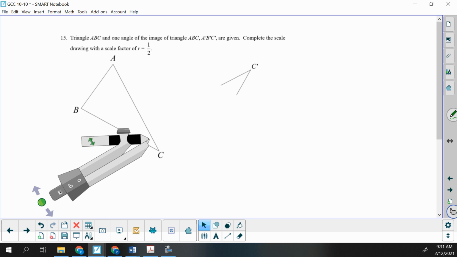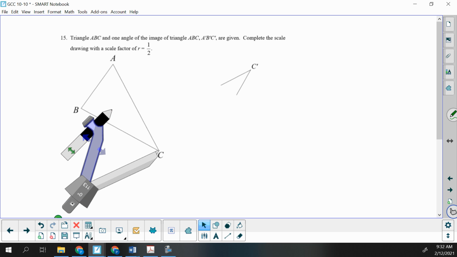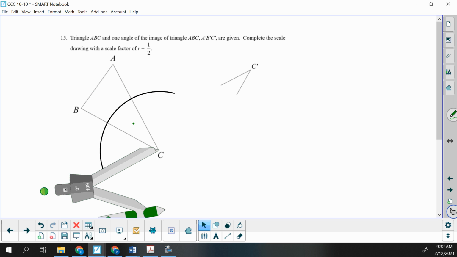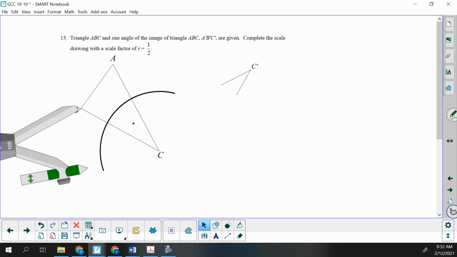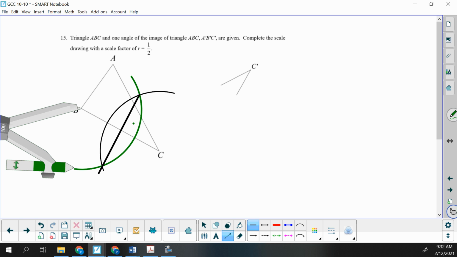And we'll do that by doing our segment bisector construction. So in your segment bisector construction, put your point on one end. We're going to bisect CB right now. Make sure you're open over halfway. Swoop it up and swoop it down. And then we'll reverse it. Put your point over on B. Swoop it up and swoop it down. And then with your straight edge, connect those intersection points. And that tells us where our midpoint is on that one.